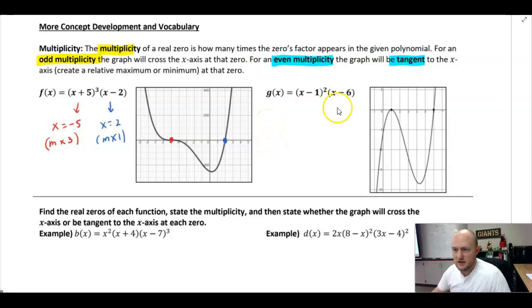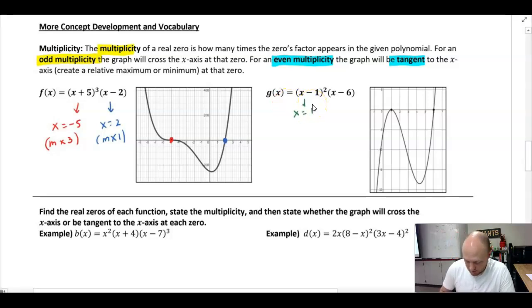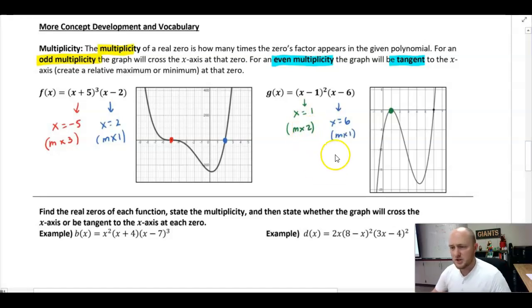And then we'll look at example number 2. Here we have g of x. I have a factor of x equals 1 with multiplicity 2, and that zero is here. And we have, again, a zero of x equals 6, and that is just multiplicity 1. So please note the difference with even multiplicity. As I approach the zero, I'm going to touch it and then head back in the same direction, and with multiplicity 1, we just pass through.